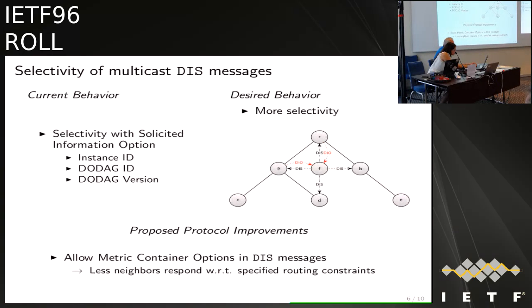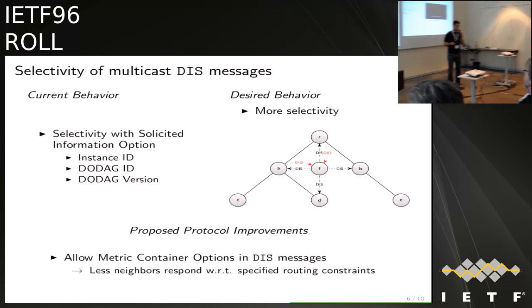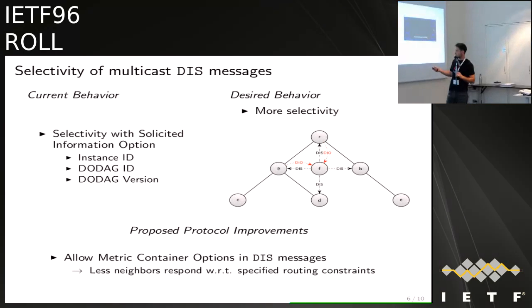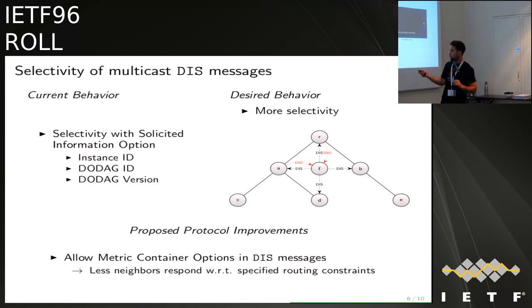What we actually want is the desired behavior on the right side of the slide, where we can further restrict the number of nodes that should respond to the DIS. You can look at this picture. We have a multicast DIS that goes out in all directions, and only 2, for example, respond. This is achieved by just using the metric container option, which is already present in RPL. This is nothing new, just applying it to the DIS. Currently, it's only usable for DIOs and DAOs, but by using it for DISs, we can include certain routing constraints so that only those nodes answer that we want to answer, for example nodes with better link quality.